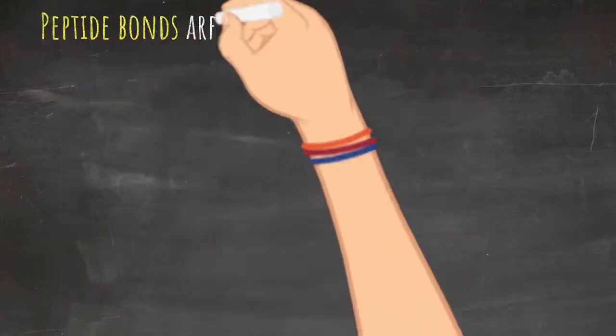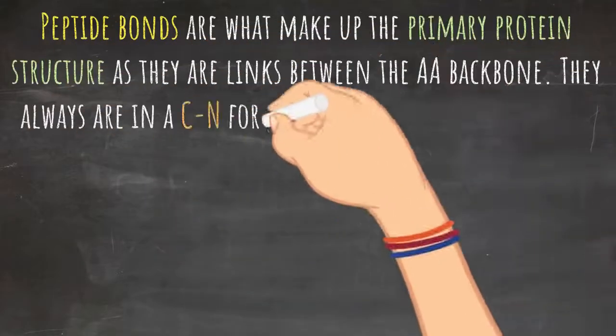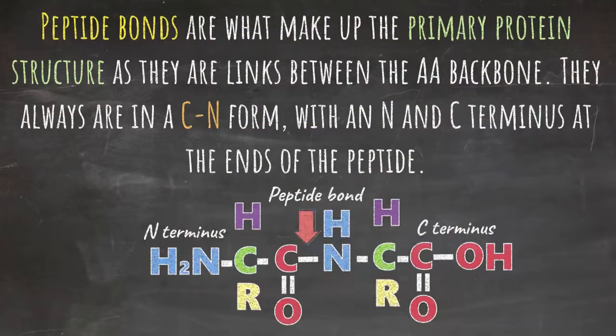So peptide bonds are what make up the primary protein structure, as they are links between the amino acid backbone. They are always in carbon to nitrogen form, with the nitrogen terminus being open and a carbon terminus being open at the ends of the peptide.